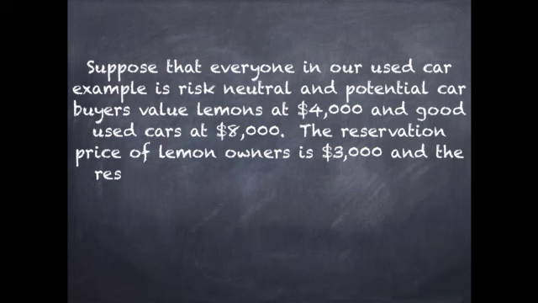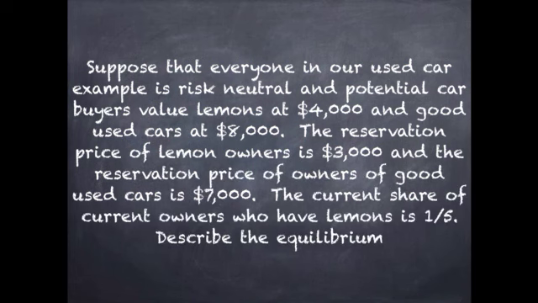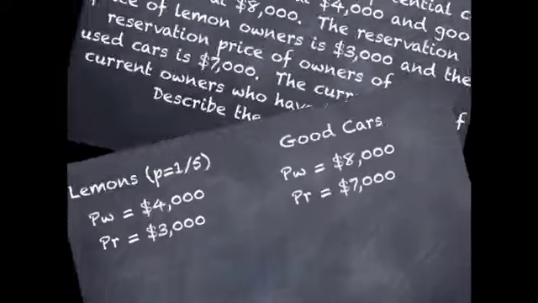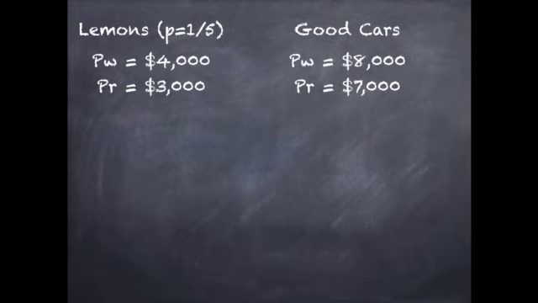Suppose that everyone in our used car example is risk neutral and potential car buyers value lemons at $4,000 and good used cars at $8,000. The reservation price of lemon owners is $3,000 and the reservation price of owners of a good used car is $7,000. The current share of current owners who have lemons is 20%. Describe the equilibrium. So here we have the important information that we need to know.